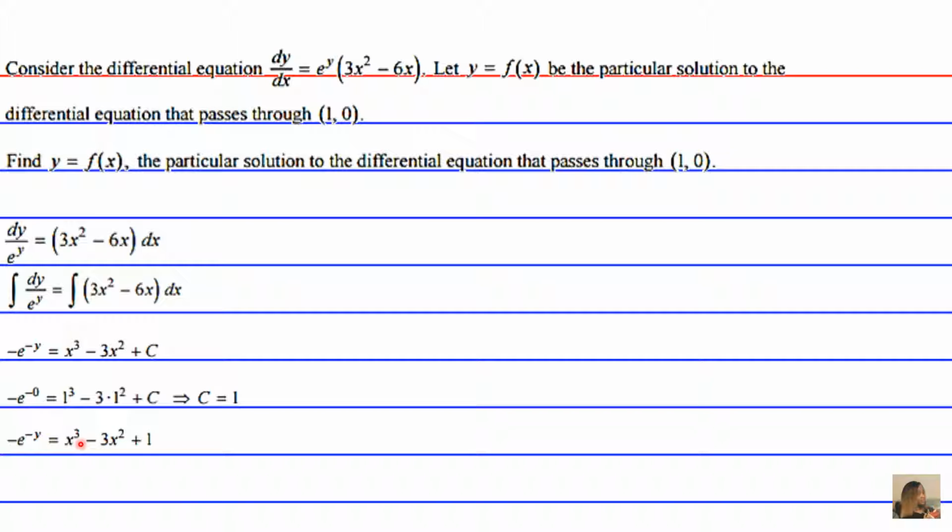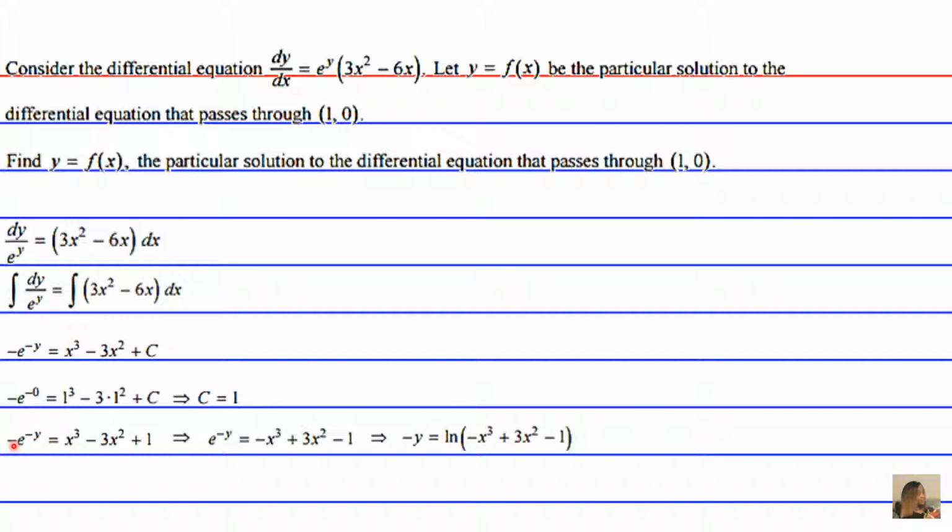So now we go back to the equation and we substitute 1 for our constant. And after doing that, it's time to solve for y. Therefore, this becomes e^(-y) = -x^3 + 3x^2 - 1. That's because we divided both sides by -1 to get rid of this negative sign.